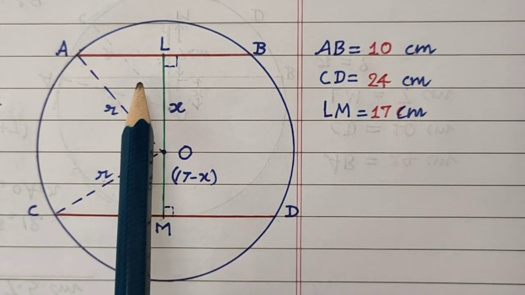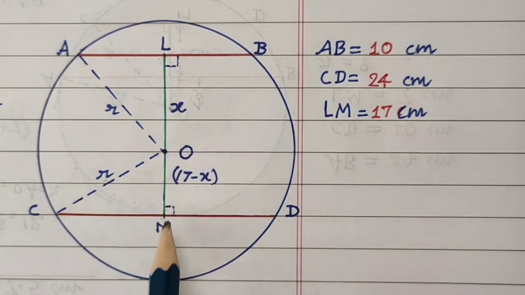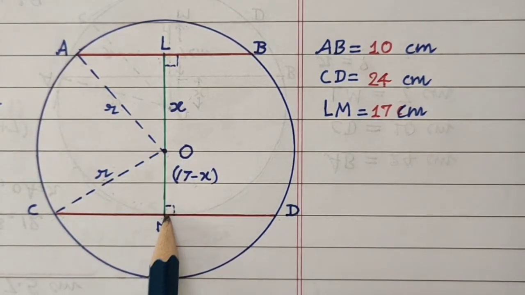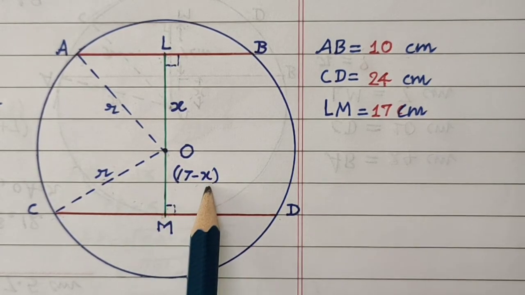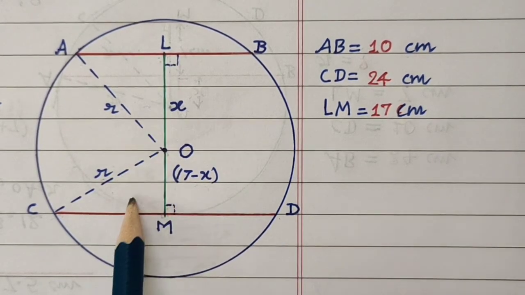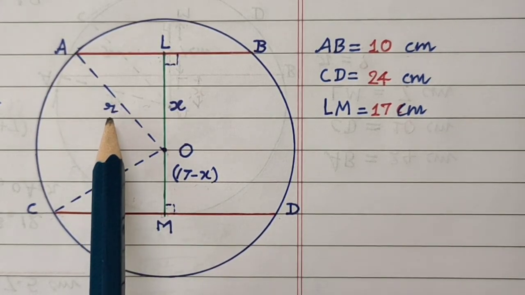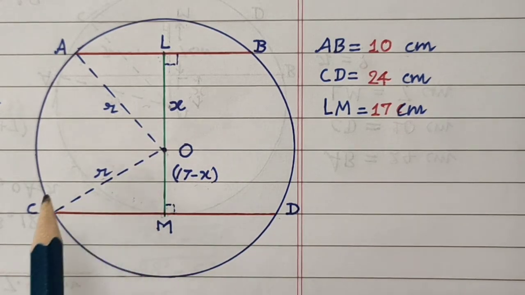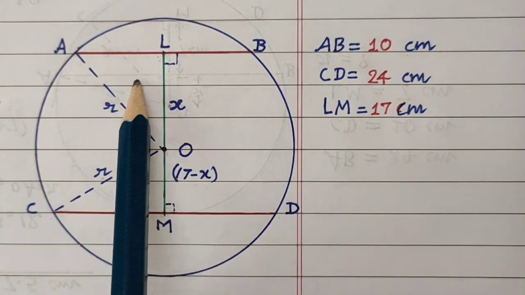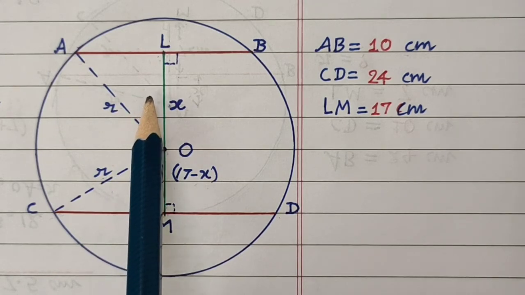So we need to find two equations and equate them. They have given the distance between these two chords as 17. Keep this as x, then this length will become 17 minus x. Use the Pythagoras theorem for both the triangles, then equate the R square equations. Find x using those two equations and substitute the value of x in one of these equations. Then you can find the radius of the circle.